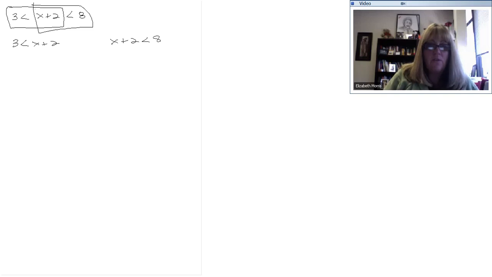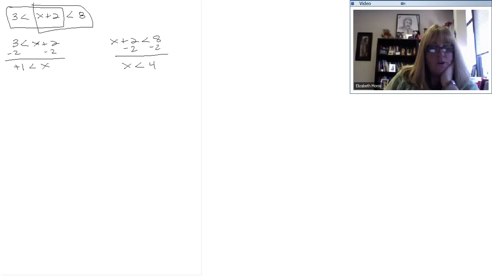Here, in order to solve for x, I would need to move this 2 over. Oops, that's a positive 1. And I would get x is greater than positive 1. Here, I would have to move this 2 over, and I get x is less than 4. So now put x in the middle and put it back together. X is greater than 1, but less than 4.